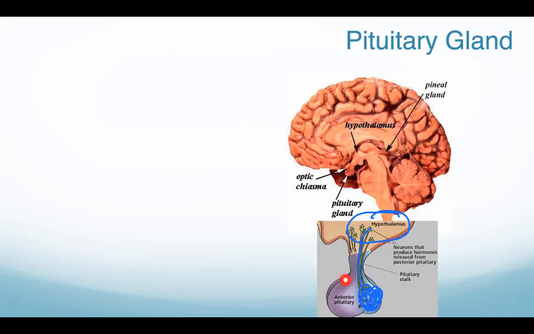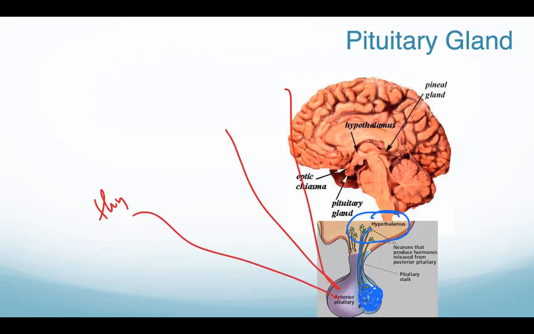A lot of these hormones that the anterior pituitary is going to release are going to be signals for all of your other glands. Maybe it's the thyroid, maybe it's the adrenal gland, maybe it's your pineal.